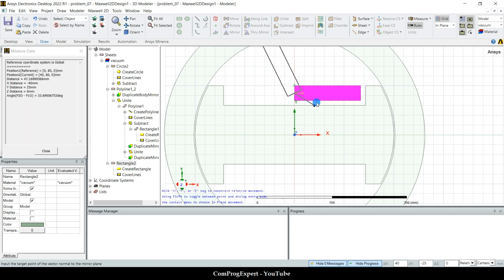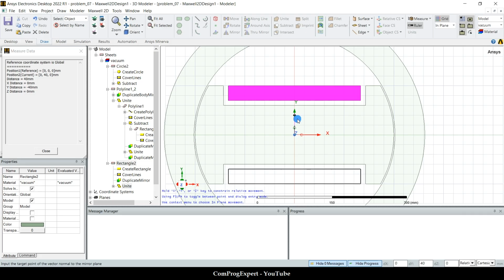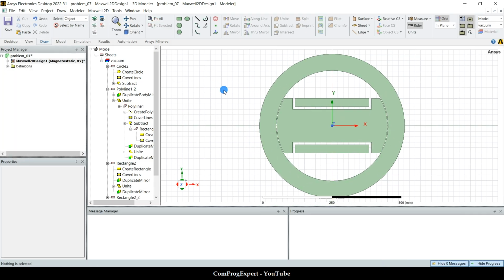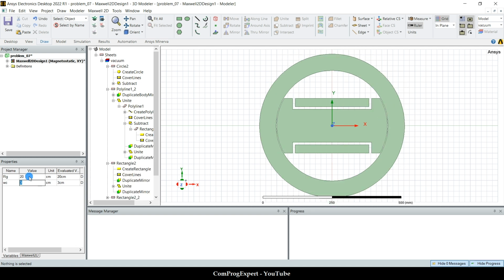Finally, we can duplicate and mirror it, unite. Here, duplicate, mirror, but we don't unite. We need to define separate excitations. So here, our model is parametric. For example, if I change the radius of the gap to 25, the model will be updated automatically. So now let's define excitations.